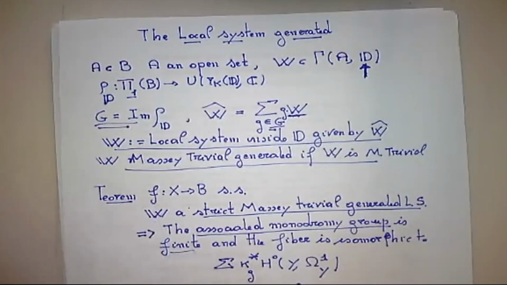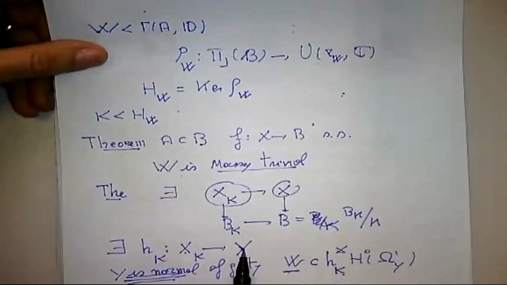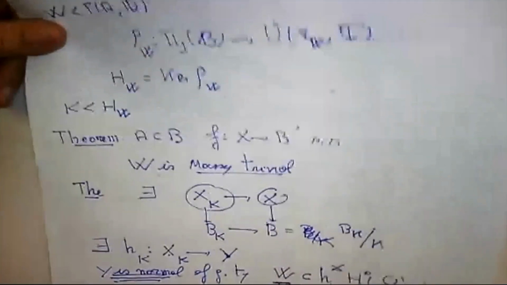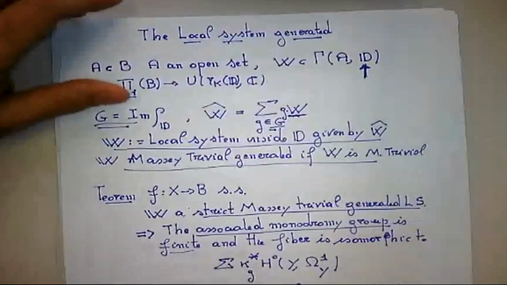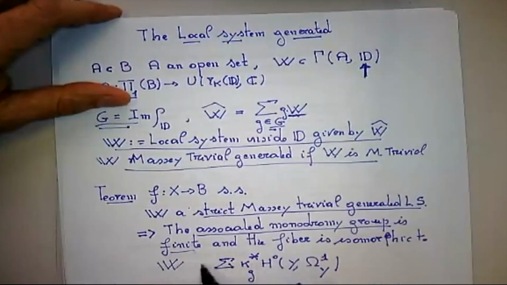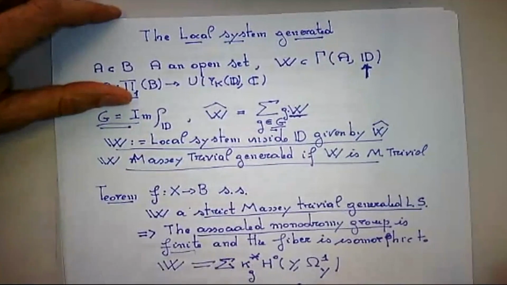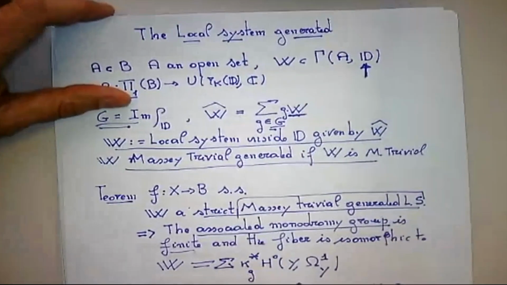I mean, we have the previous variety Y. This is the previous variety we had. And here we have the inclusion. And actually now we have an equality. So W is equal to, let me say, a full description in the case of Massey trivial generated.